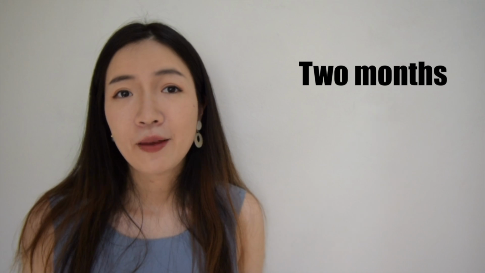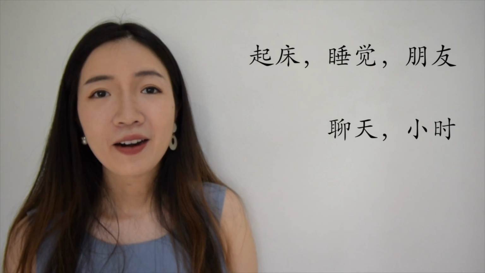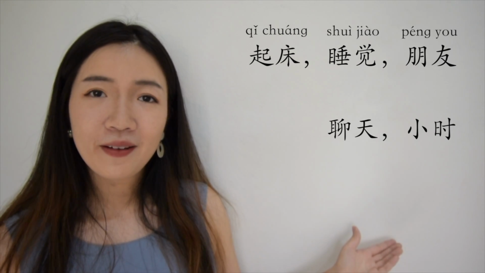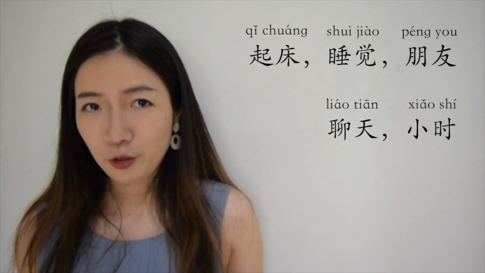Let's say you have learned Chinese for 2 months and you just finished a lesson talking about daily life. Now pick 20 words out. Remember, pick the words, not single characters. In this video, I will use these 5 words as examples. They are 起床, 睡觉, 朋友, 聊天, and 小时.